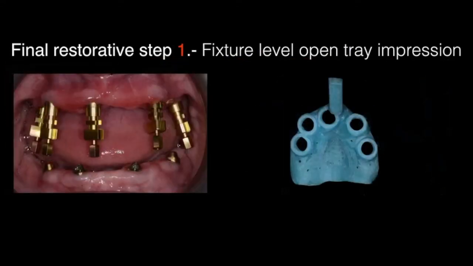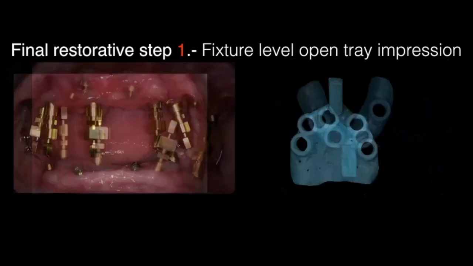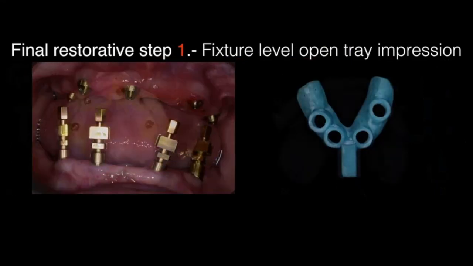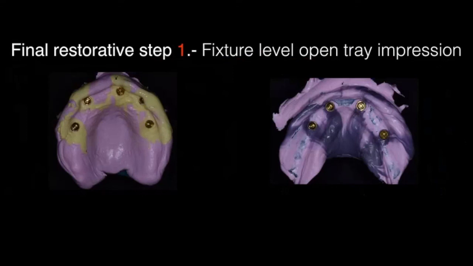In here, we use the impression copings, open tray, which are specific for those multi-unit abutments. And then we do the impression for the maxilla, impression for the mandible. You could see in here the traditional approach of light body and medium body.